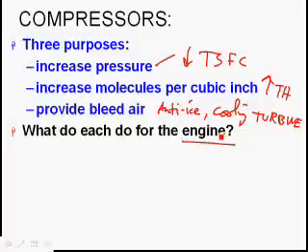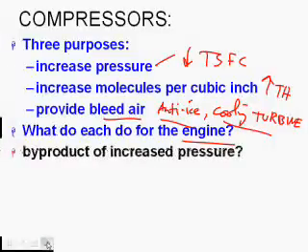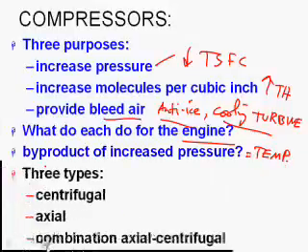And we're going to stick to what it does for the engine, not what it does for the airframe. The downside is, of course, that if we take bleed air off of the engine, we had to burn fuel to do it. So if we bleed air off for anti-ice or for cooling the turbine, we're going to have to burn a little bit more fuel. And of course, if we bleed air off to run the pressurization system on the airplane, it's going to take us a little more fuel. And of course, the byproduct of increased pressure is higher temperatures. We haven't figured out how to compress air without heating it up.